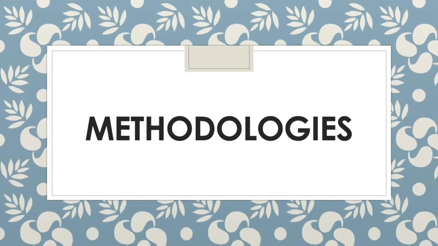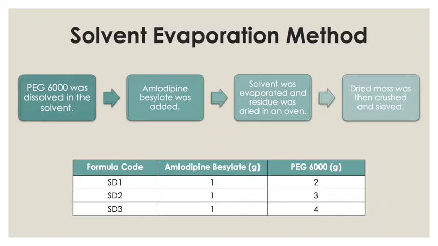Moving on to the methodologies of the study. In the solvent evaporation method, we started by dissolving a respective amount of polymer in chloroform and dichloromethane. The weighed amount of amlodipine was added with constant stirring until completely dissolved. The solvent was then evaporated, and the resulting residue was dried in an oven and stored overnight in a desiccator. The dried mass was then crushed and sifted. The table shows the different drug-to-polymer ratios that were used in the study.